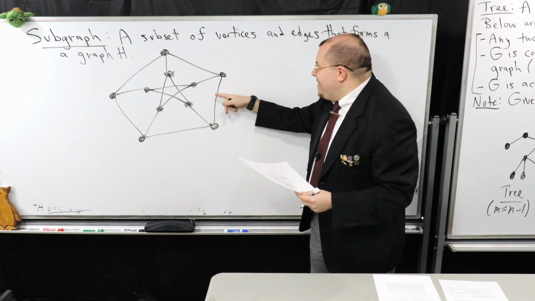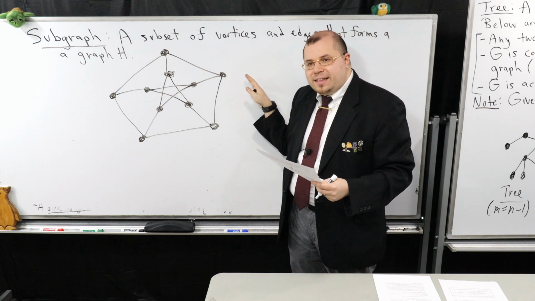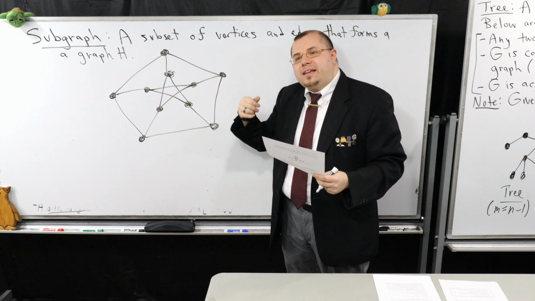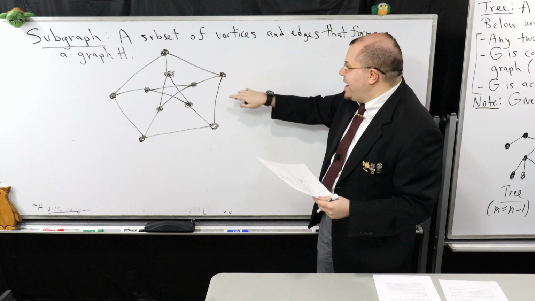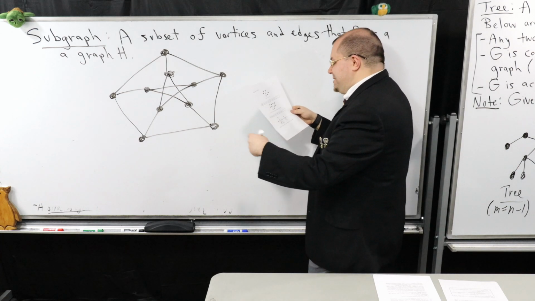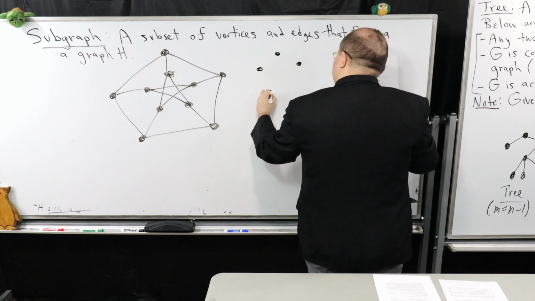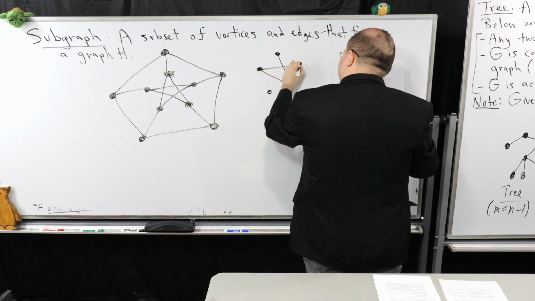Now, I can take any subset of the vertices, and I can pick off edges as long as they can form a graph. Obviously I can't take an edge without taking both of its endpoints. So for example, a subgraph of this one is simply the star. I could just take the star.